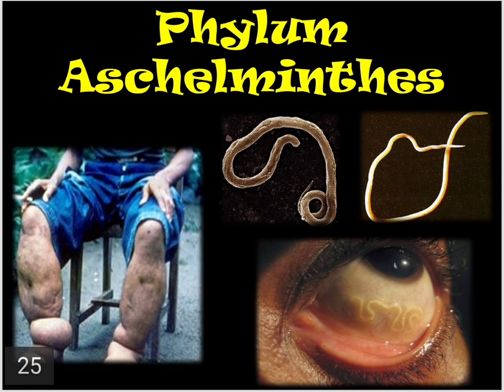The body of these animals is long, thread-like and cylindrical. Hence, they are also called roundworms. Okay, please understand the difference. In Platyhelminthes, we have flatworms, and in Aschelminthes, we have roundworms. These animals are either free-living or endoparasites.